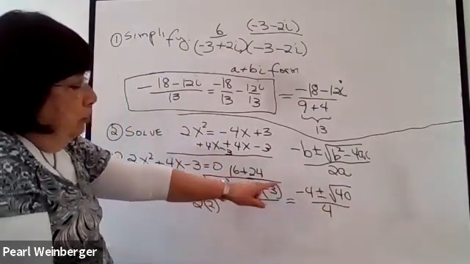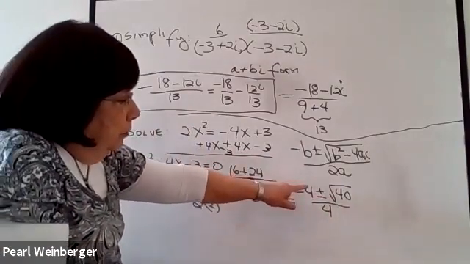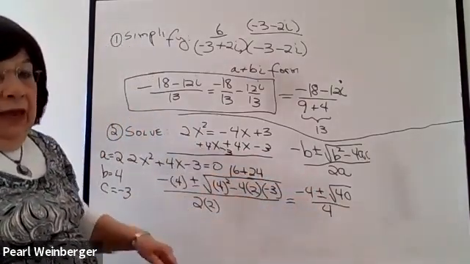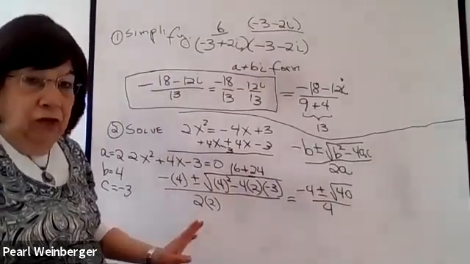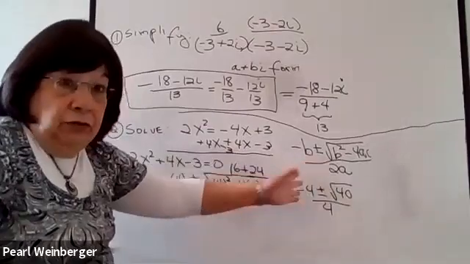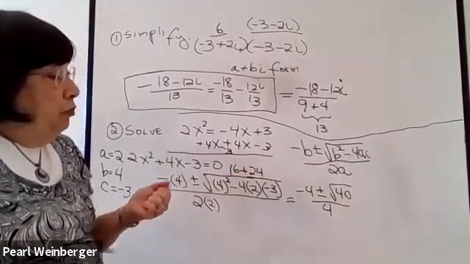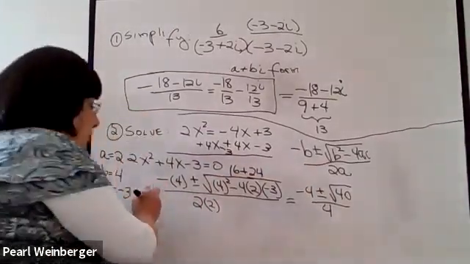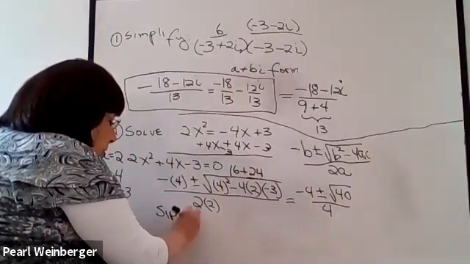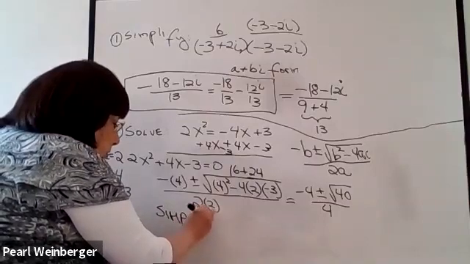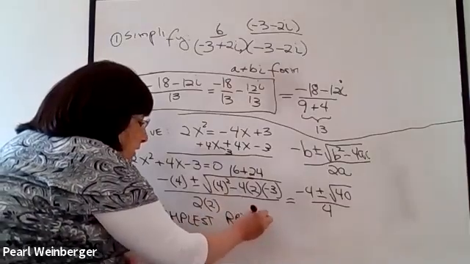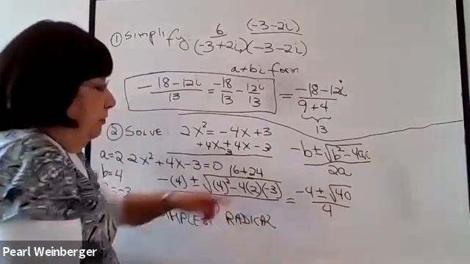So my answer comes out to be negative 4 plus or minus radical 40 over 4. If you're told to leave your answer in radical form, this is an answer in radical form. If you're told to leave your answer in simplest radical form, then you have to see if you can simplify.